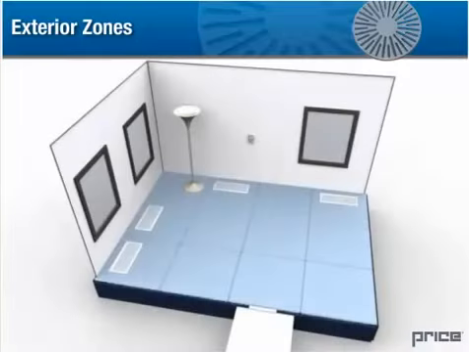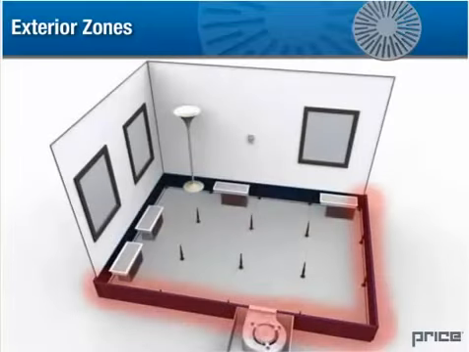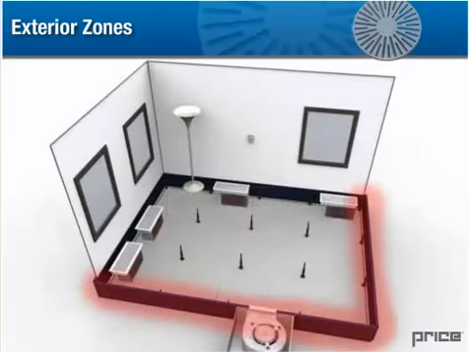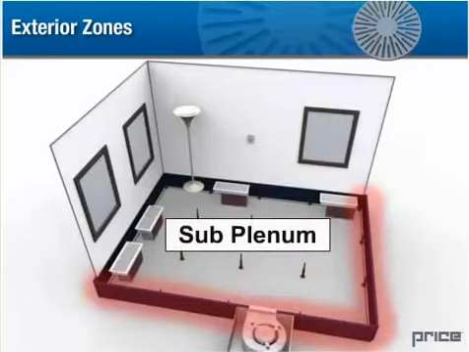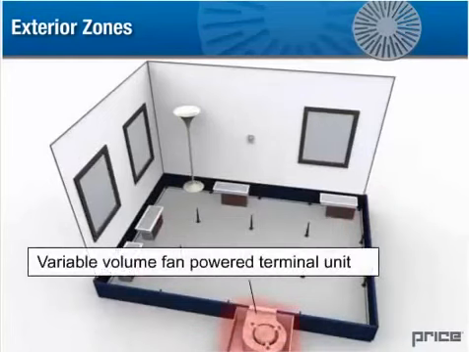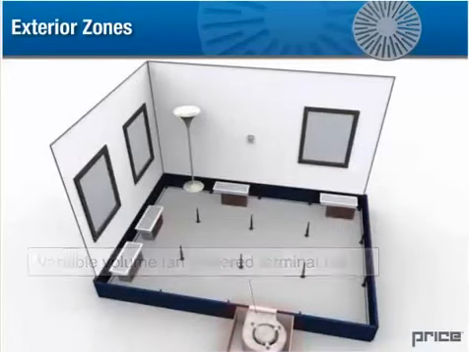3. A plenum partition is a sealed-off part of the plenum formed by installing a rigid plenum divider. Within the underfloor plenum, a physical partition is installed around the control zone forming a subplenum. This subplenum is supplied by a variable volume fan-powered terminal unit.